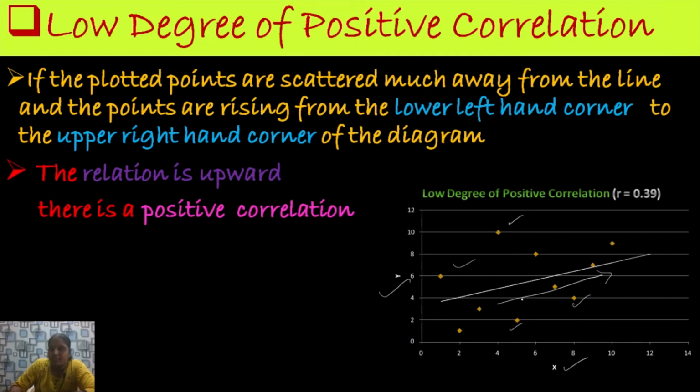Here, look at here, some of the points fall near to the straight line and some of them are scattered much away from the line. But there is an upward movement of the line from the lower left to upper right. If so, we have to say there exists a low degree of positive correlation between the two variables x and y.